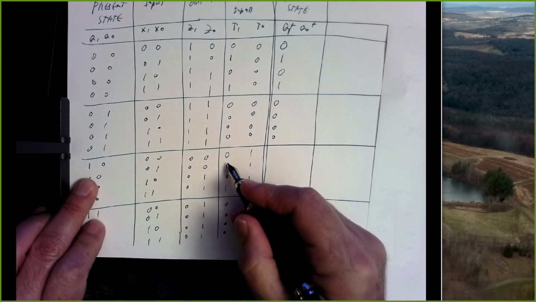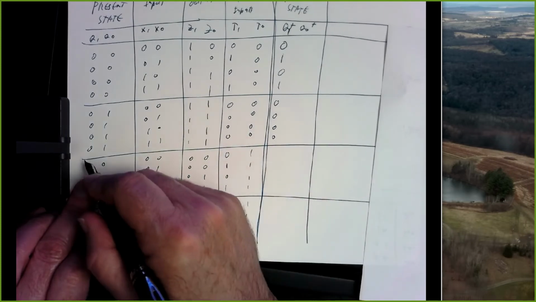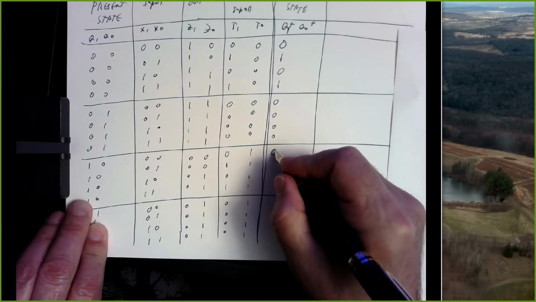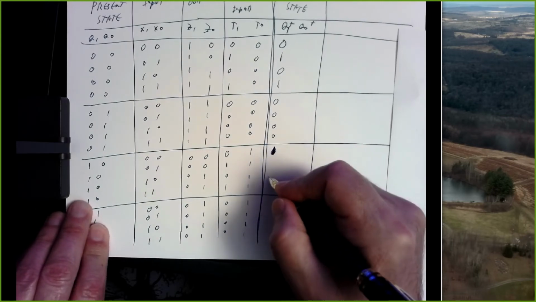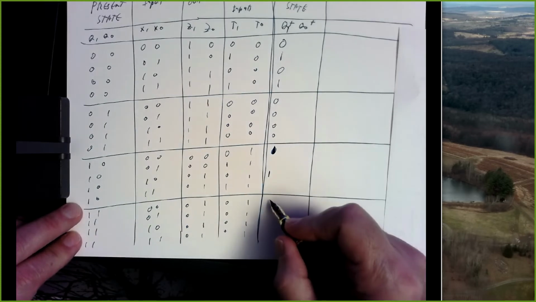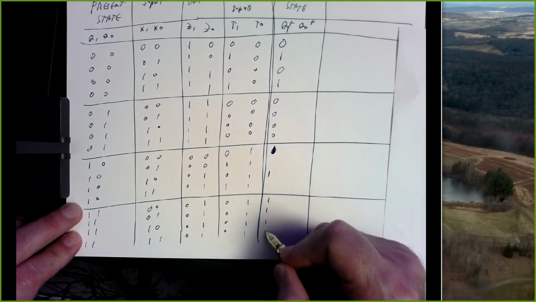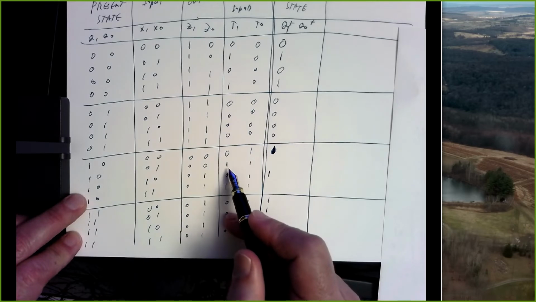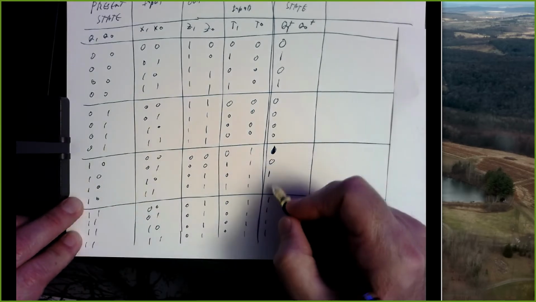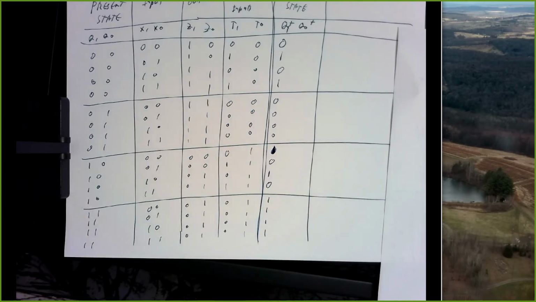And in fact, anywhere that I have a 0, I can just copy the current value of Q1. That'll be a 1, that'll be a 1. And since these are zeros, these will all be 1s. And when T1 is a 1, the current value of Q will get toggled, so this will become a 0 and a 0.